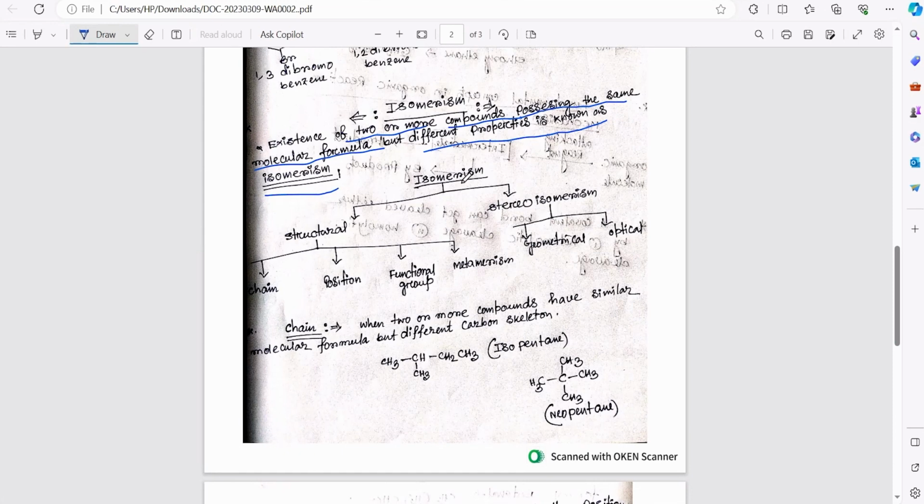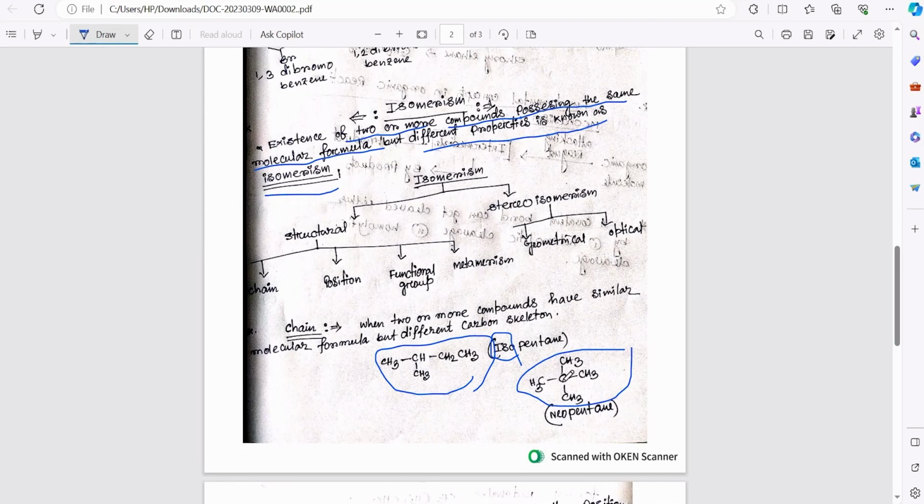What is a different carbon skeleton? If you see this molecule and this molecule, the molecular formula is the same. The number of carbon atoms is 1, 2, 3, 4, 5, and here it is also 5. This is isopentane because CH3 and CH are present. Wherever you see a CH group, you can call it iso, and pentane because there are 5 carbons. Neopentane means quaternary, so there will be one quaternary carbon center.